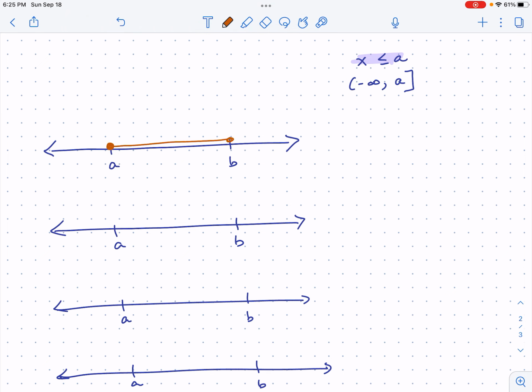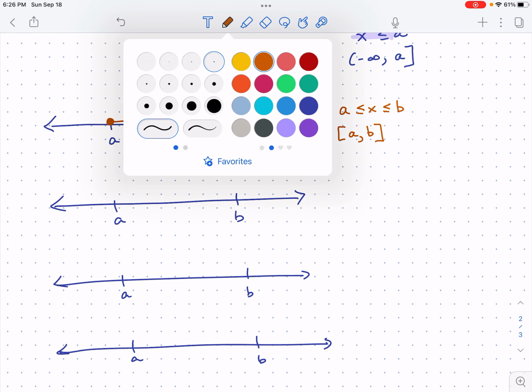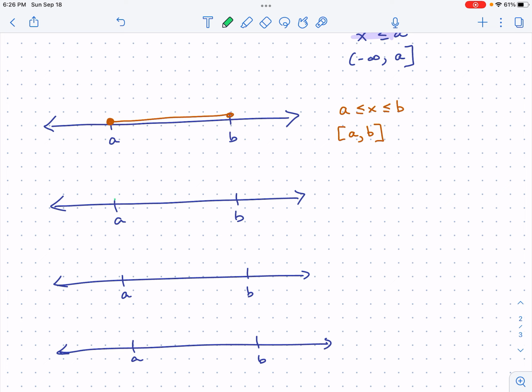So these numbers here. So this would be written as an inequality as a is less than or equal to x is less than or equal to b. And because we've included a and b, we're going to write this. There's our small value, there's our bigger value, and both of them get brackets. That's one possibility.